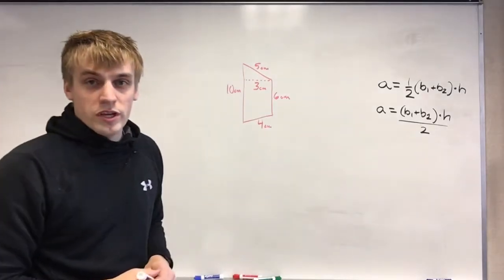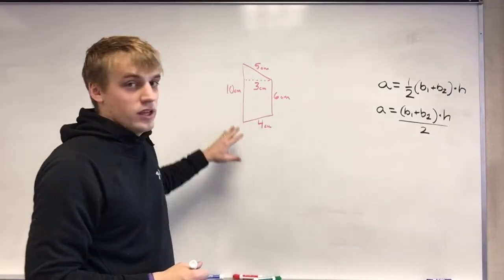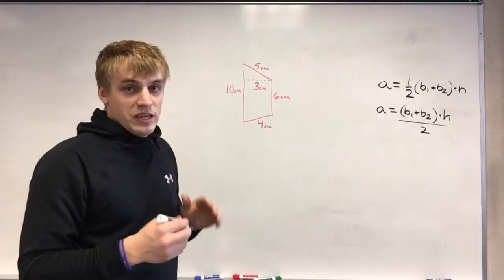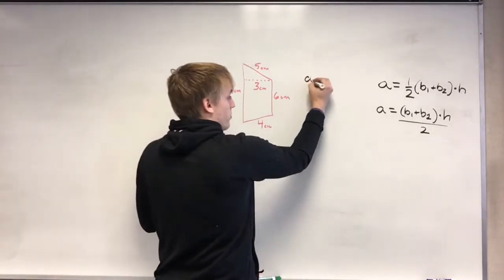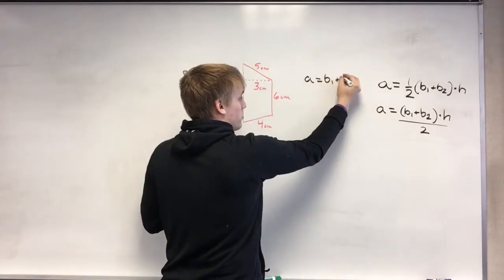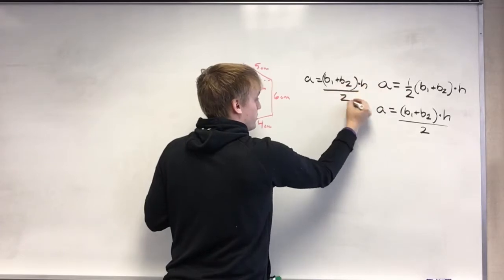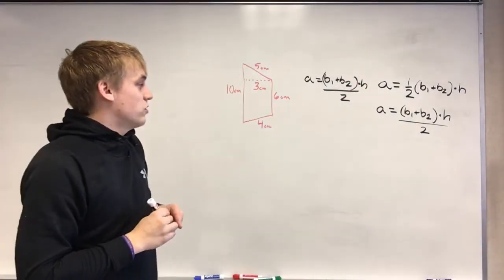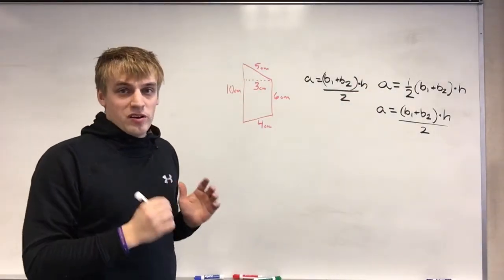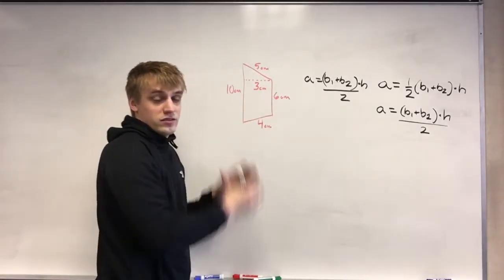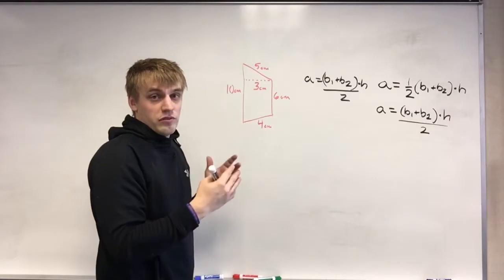All right, so we have a trapezoid. This one's kind of spun on its side. I'll write the formula. Area equals base 1 plus base 2, that's in parentheses, times height divided by 2. Remember that the bases are the parallel lines. So these are the parallel lines. Parallel lines will never touch each other.